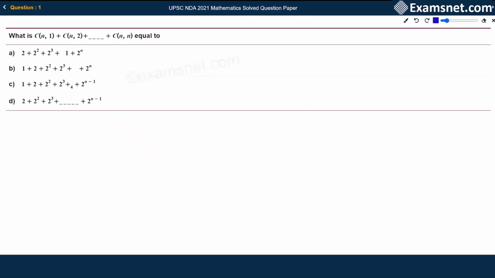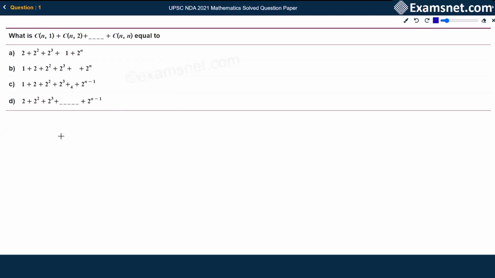In question number 1, it is given: what is C(n,1) + C(n,2) + ... + C(n,n) equal to? There are four options given. Okay, so look, before we start with the solution, I want to discuss a few concepts.